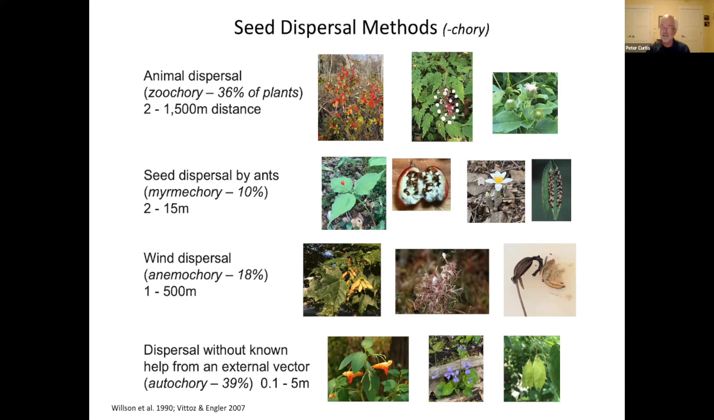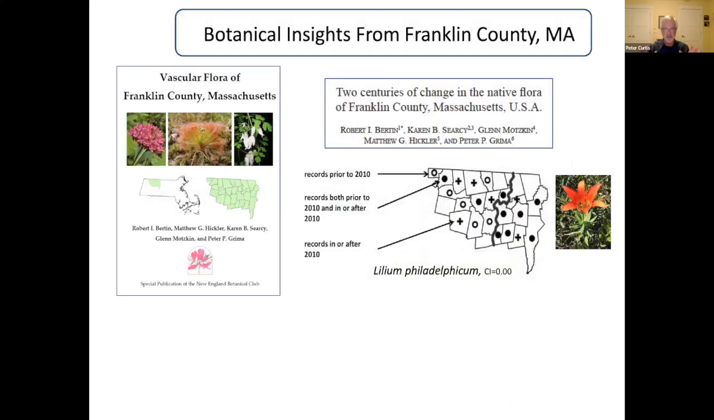So these are all different ways that plants migrate or move their seeds, and would be important as we think about their resilience and their risk to climate change. Are they able to migrate and move into new environments? Okay, so keeping all that in mind, I want to turn to this set of studies that was really taken on by botanists in the area. It was spearheaded by Robert Burton, who's at Holy Cross College in Worcester.